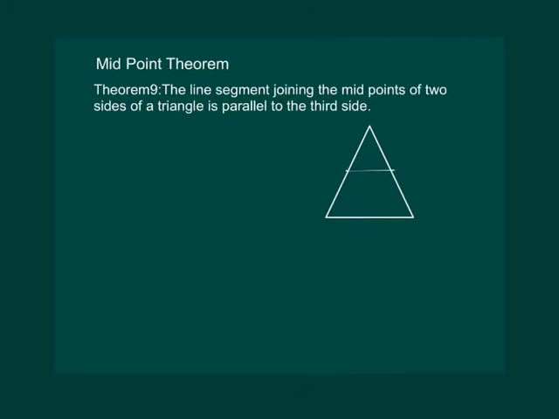We are given that in triangle ABC, E and F are the midpoints of the sides AB and AC respectively. We shall prove that EF is parallel to BC.